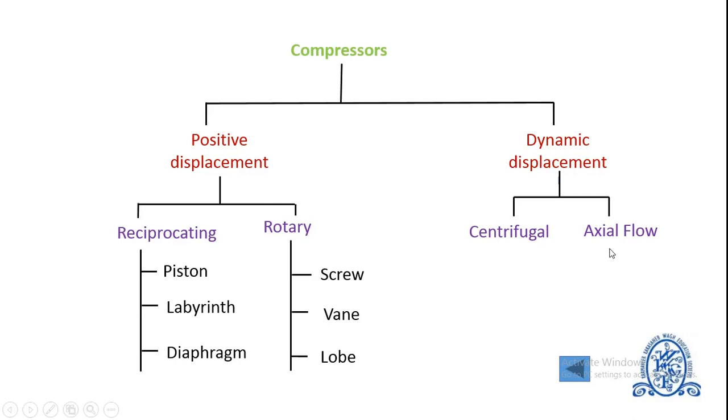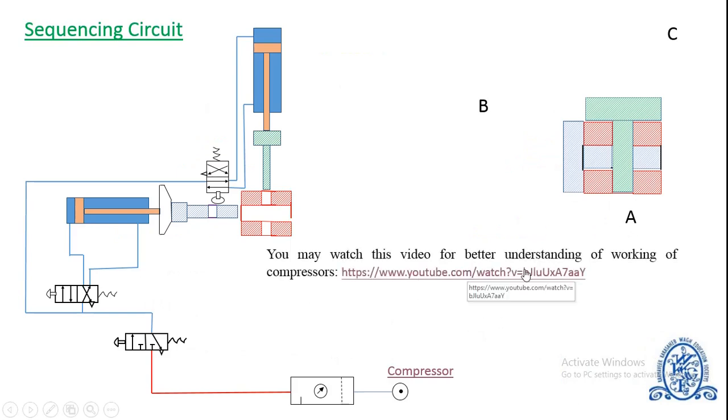Most commonly used reciprocating type of compressors for industrial application is piston type of compressor. These compressors are further classified on the basis of number of stages. Compressors can be single stage or multi-stage. Generally, the number of stages depends upon the maximum delivery pressure. Normally, a maximum compression ratio of 5 is realized in single stage compressors. For compression more than 5, multi-stage compressors are used. You may watch this video for better understanding of working of compressors.